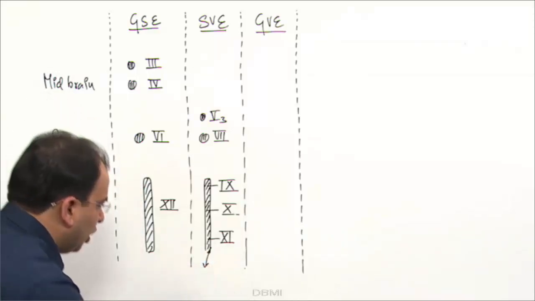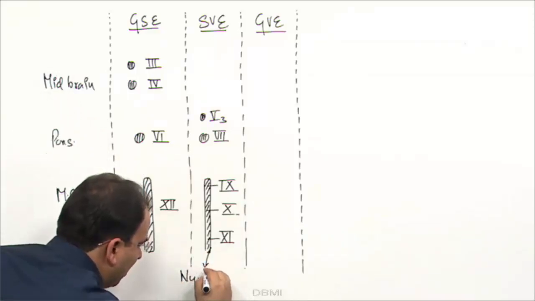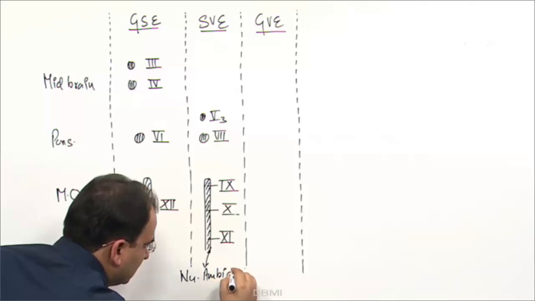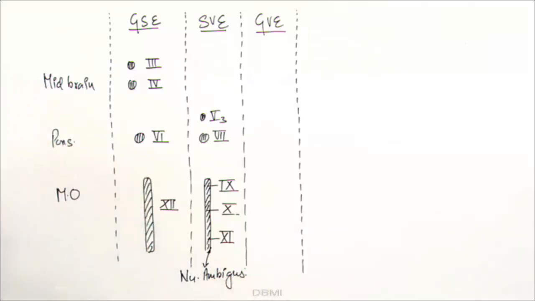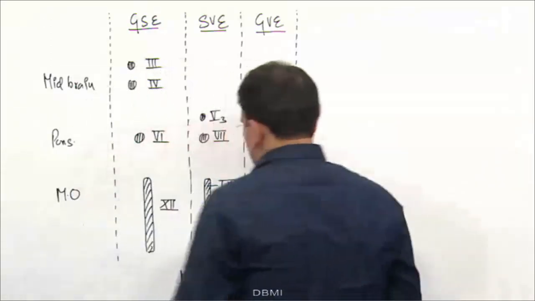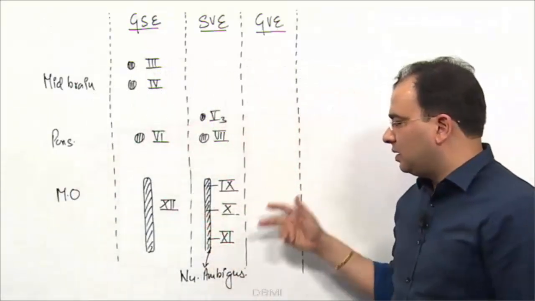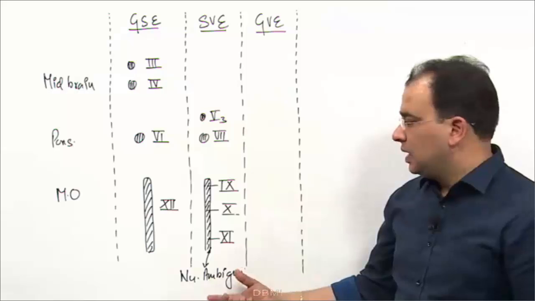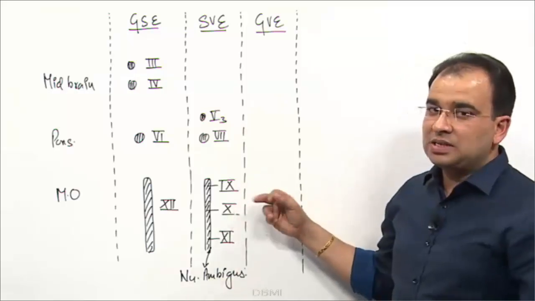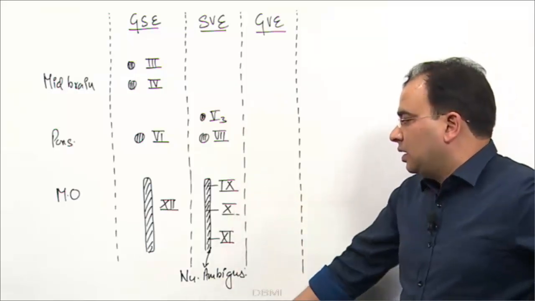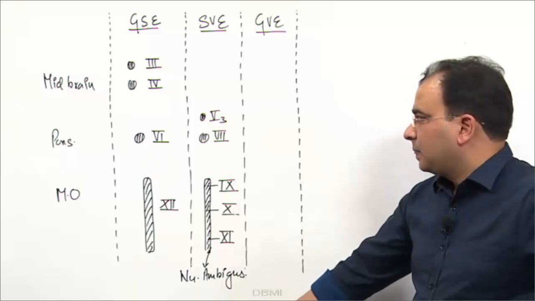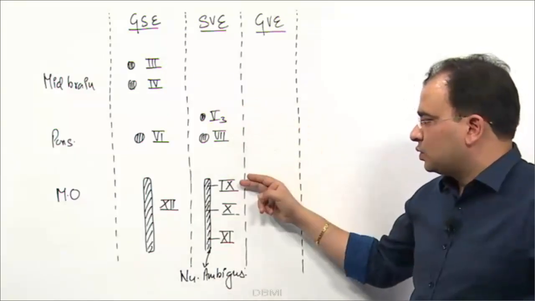This is called as nucleus ambiguous. This collective nuclei of 9, 10 and 11 is called as nucleus ambiguous. 9 and 10, understood. These are the nerves of pharyngeal arches. Mandibular, facial, glossopharyngeal and vagus.